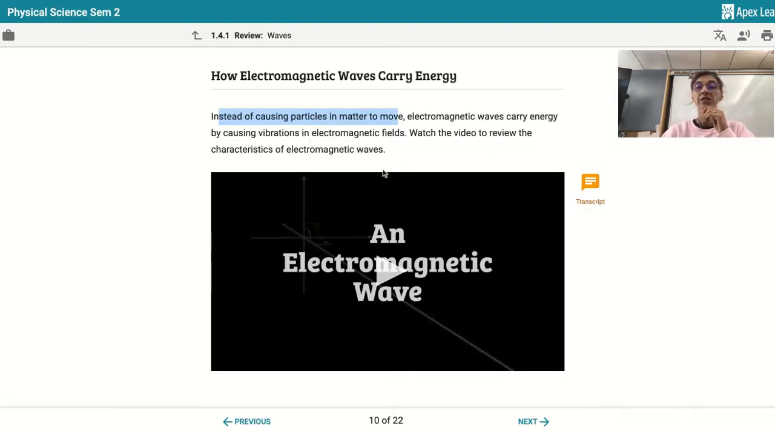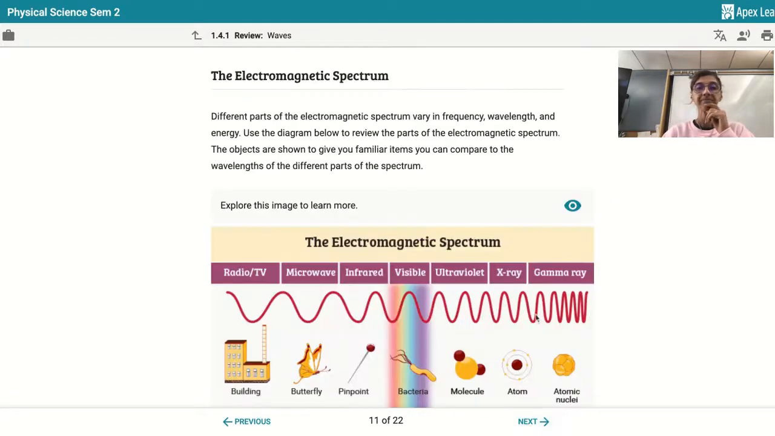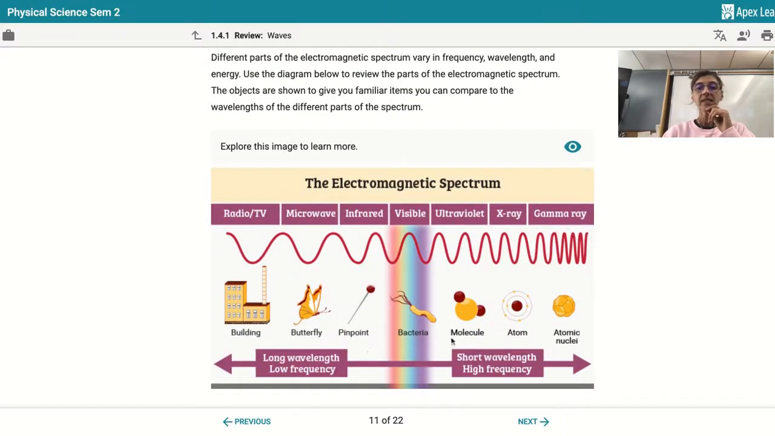Okay, it says watch the video to review the characteristics of electromagnetic waves. This will help you review that. So this is the electromagnetic spectrum I was talking about earlier. Different wavelengths or frequencies of light, different energies of the electromagnetic spectrum can penetrate through different densities of medium. Okay.